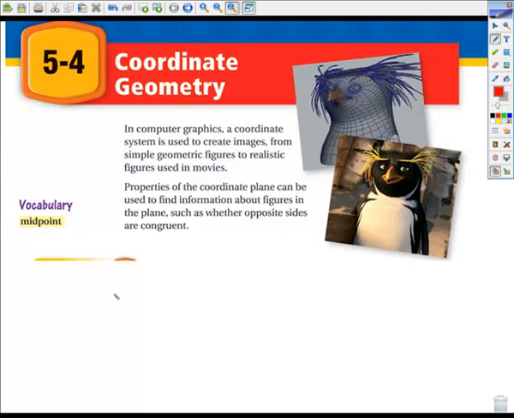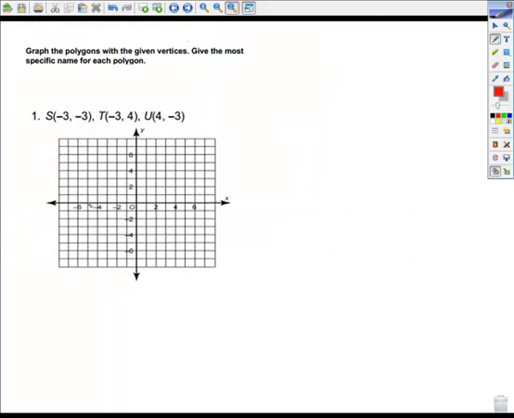So we're going to look at properties of coordinate planes that can be used to find information about figures in the plane, such as whether opposite sides are congruent. And remember, to be congruent, it means they have the same measure. Okay, so the first thing we're going to do is graph the polygon. Remember, a polygon is a many-sided enclosed shape, and the sides of the shapes are edges, which are line segments. And we're going to give the most specific name for each of these polygons that we can. So we're not just going to say, oh, it's a quadrilateral, oh, it's a pentagon, etc. We want to get as specific as we can.